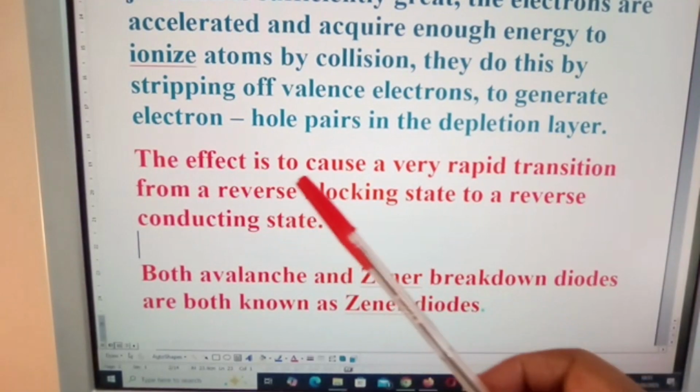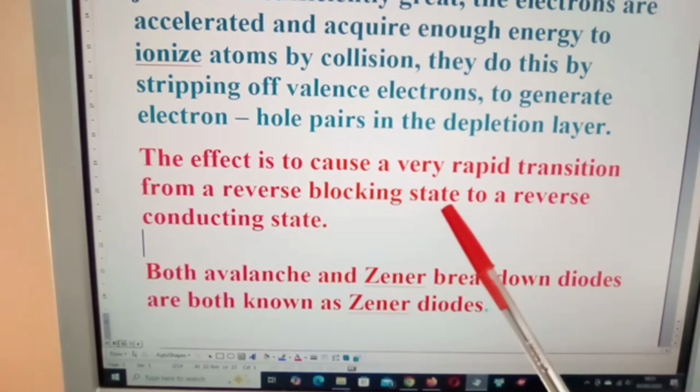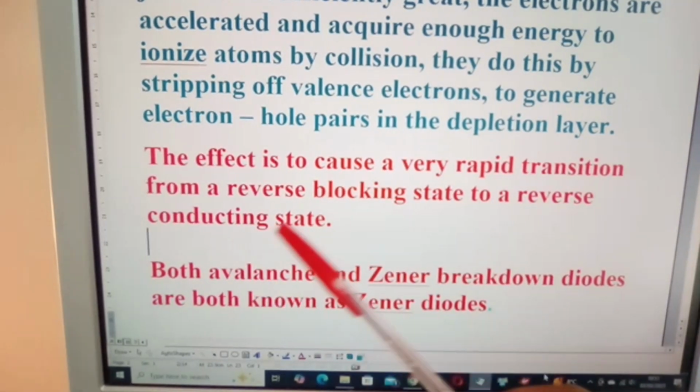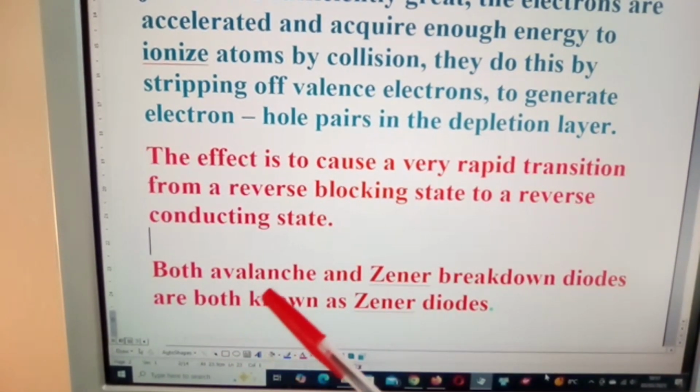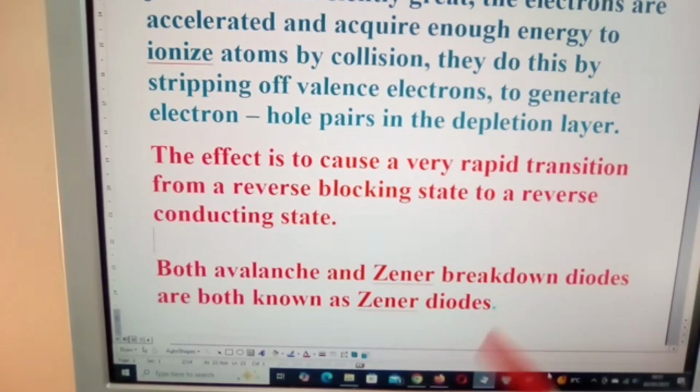The effect is to cause a very rapid transition from a reverse blocking state to a reverse conducting state. Both avalanche and Zener breakdown diodes are both known as Zener diodes.